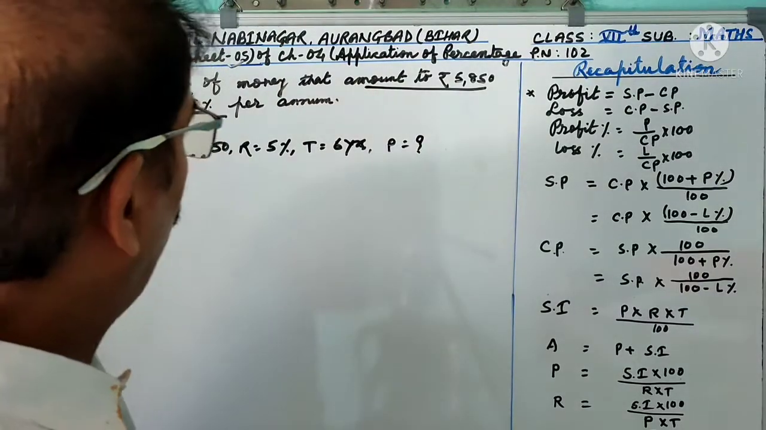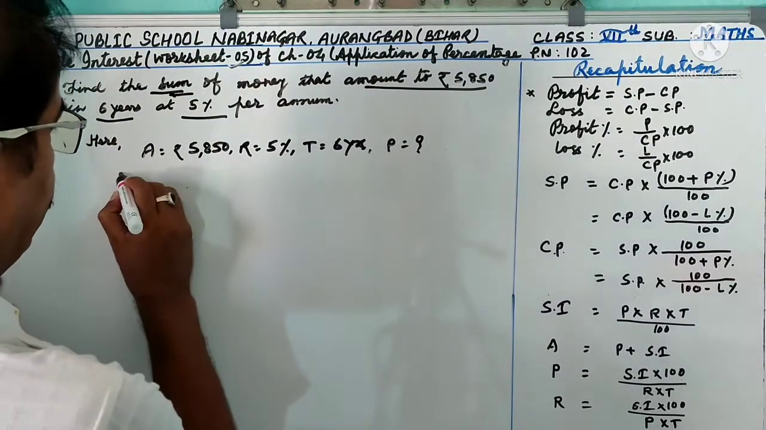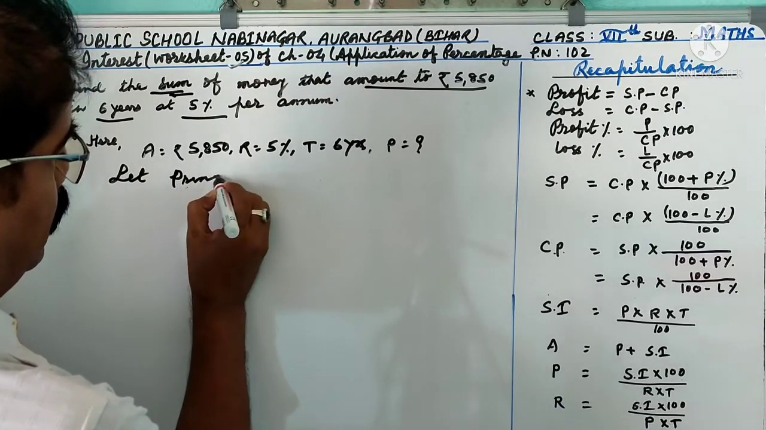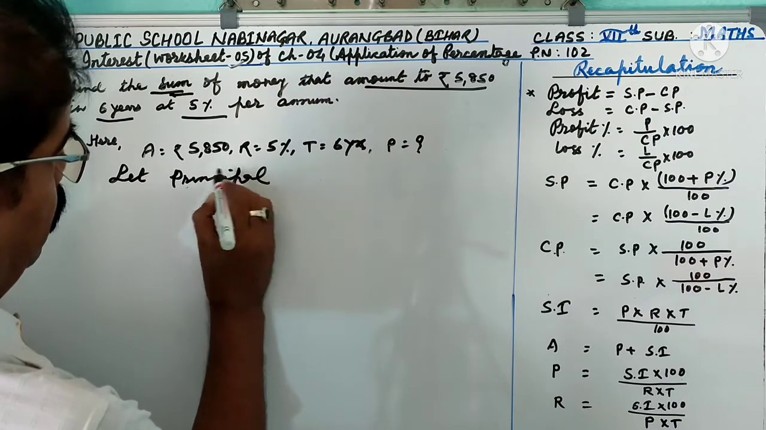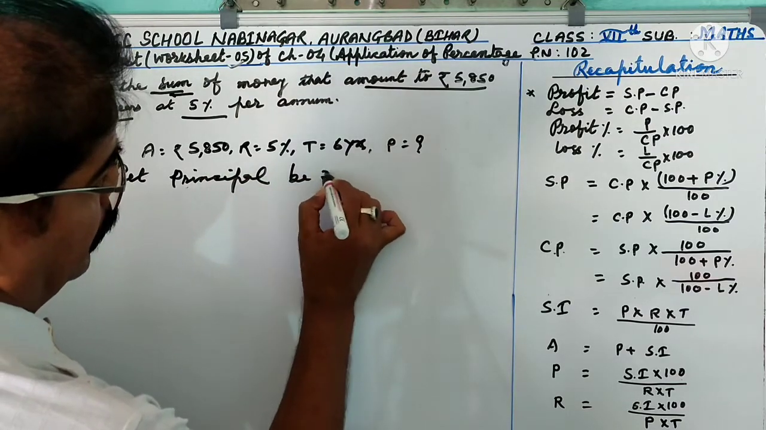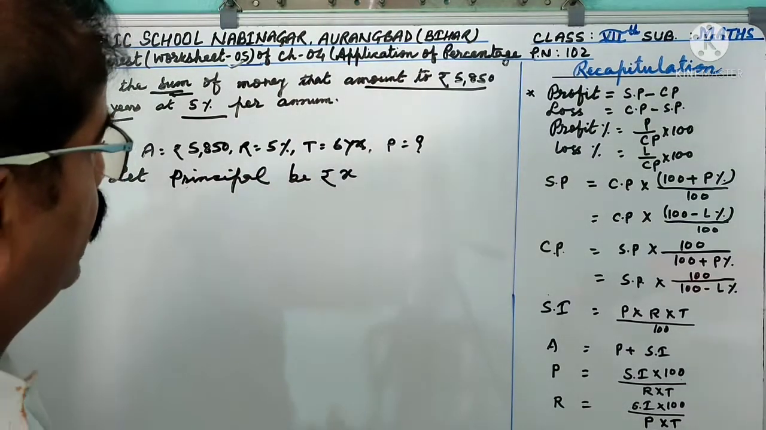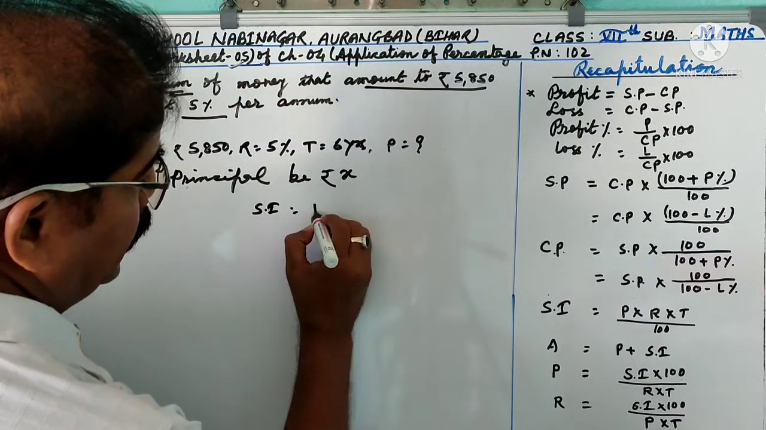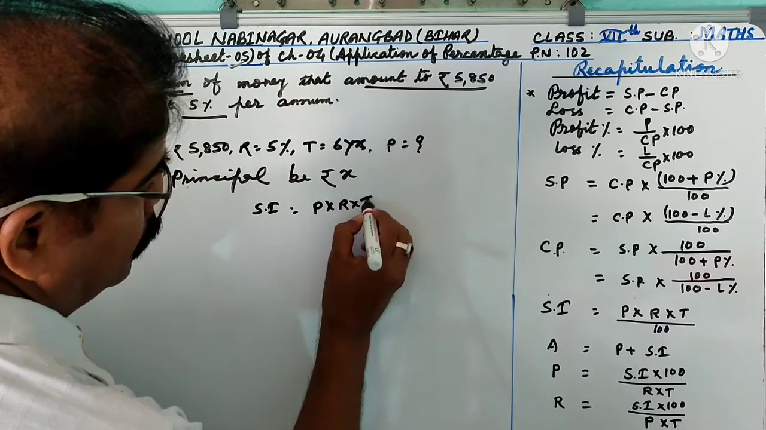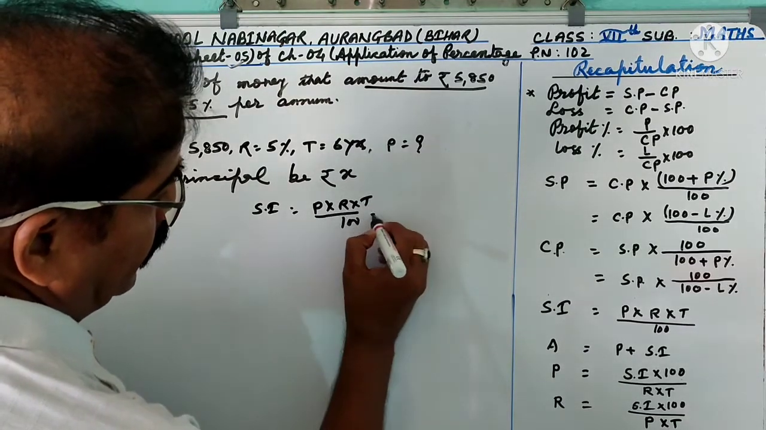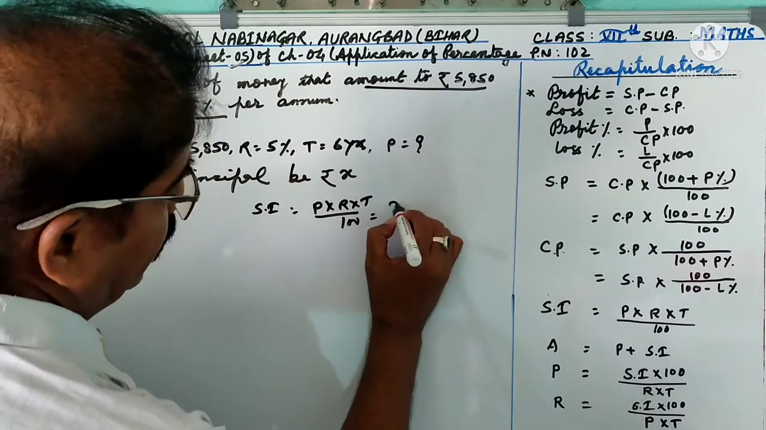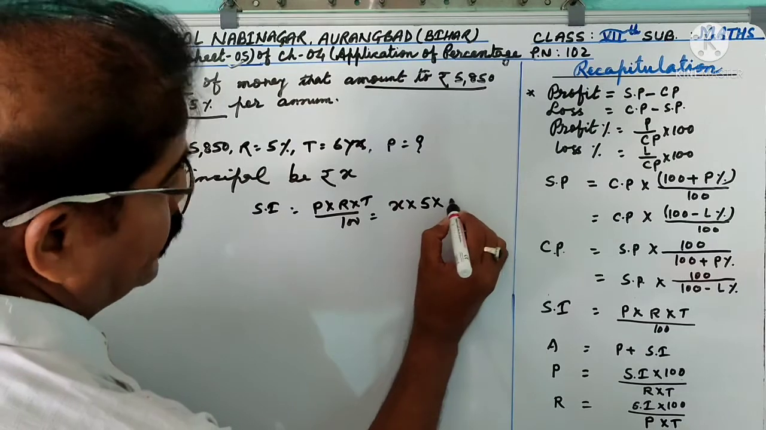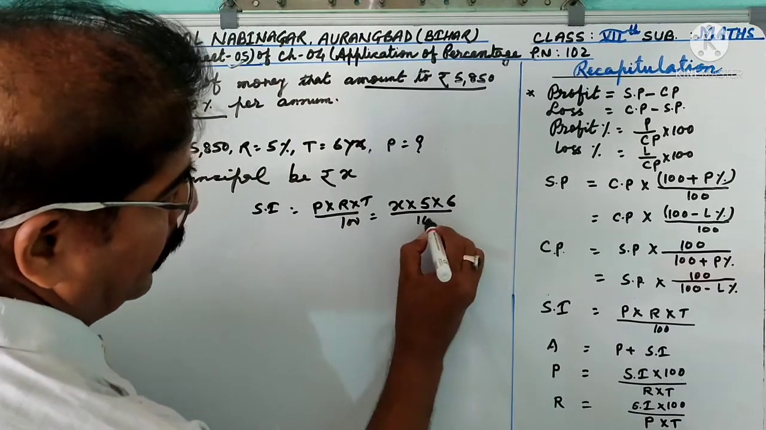Let the principal P be rupees X. Then SI equals P into R into T by 100. That means X into R 5% and T 6 years by 100.